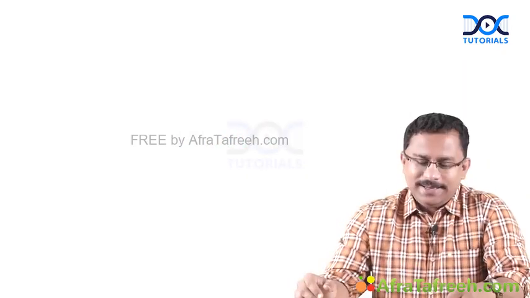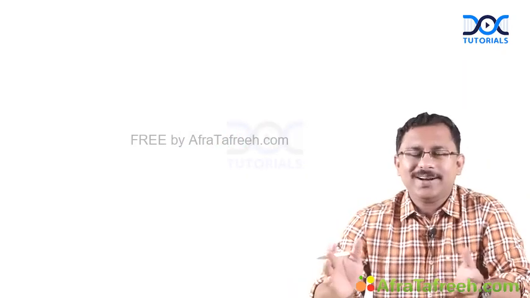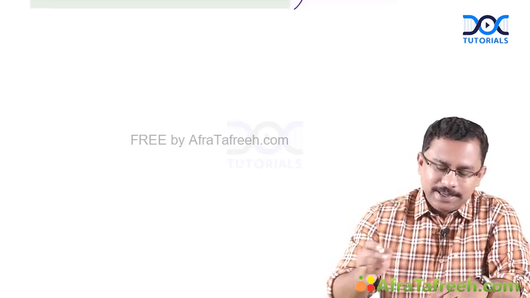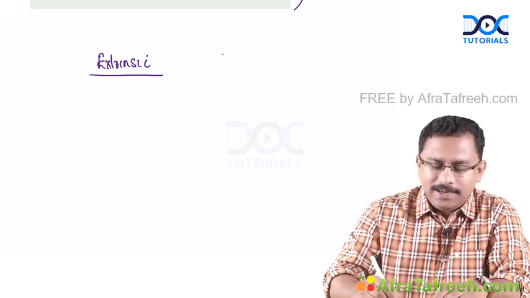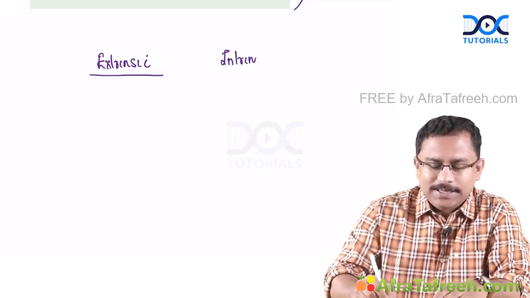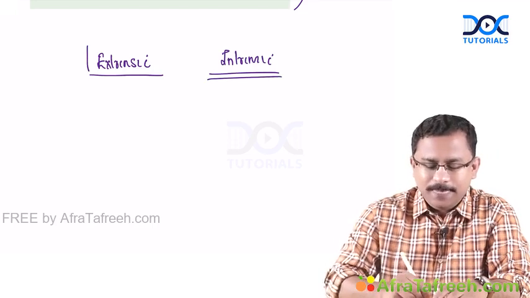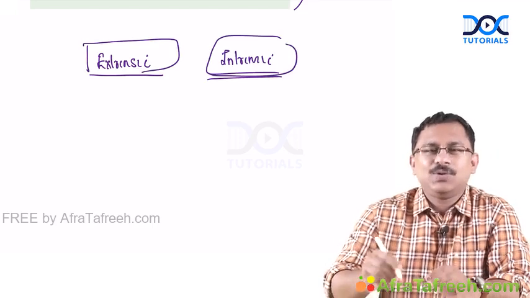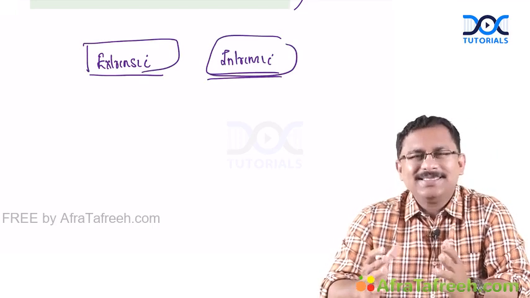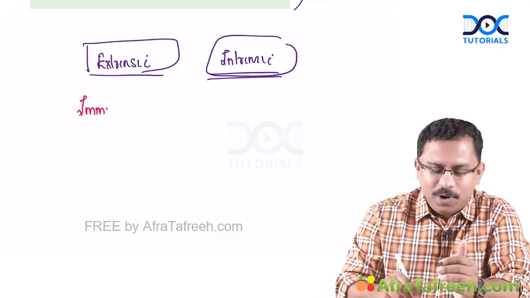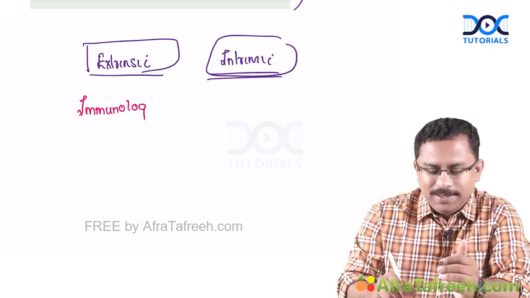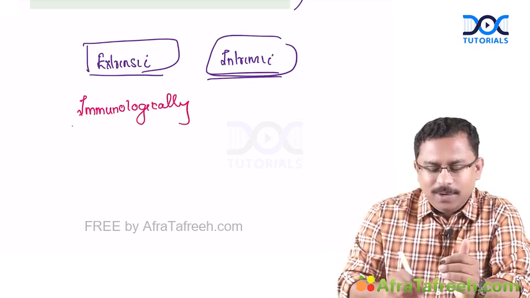Okay. All right. Now I'm going to introduce two terms to you. That is, there is something known as an extrinsic asthma versus something that is known as an intrinsic asthma. So we are going to see what are these two terms. See, this extrinsic asthma is actually an immunologically mediated one. Okay, this is immunologically mediated one.